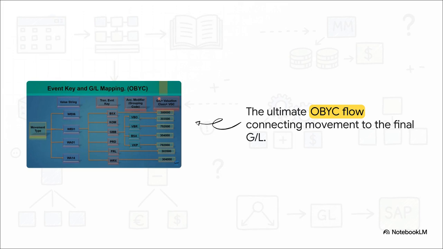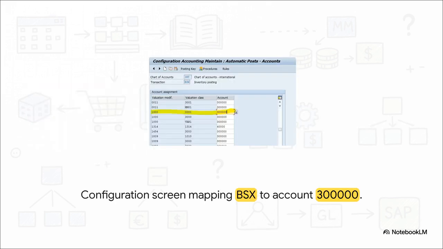This, right here, is the absolute climax of our automation. The logic is essentially a foolproof mathematical equation baked right into the software. The movement type generates the value string, which triggers the event key. That event key, combined with any account modifier and matched with the valuation class, perfectly equals the exact right GL account. And here is the undeniable proof inside SAP's configuration for the BSX transaction. When valuation class 0001 triggers, the rules automatically route the posting directly to account 300,000. It happens instantly, perfectly, and without a single manual keystroke from your procurement team.